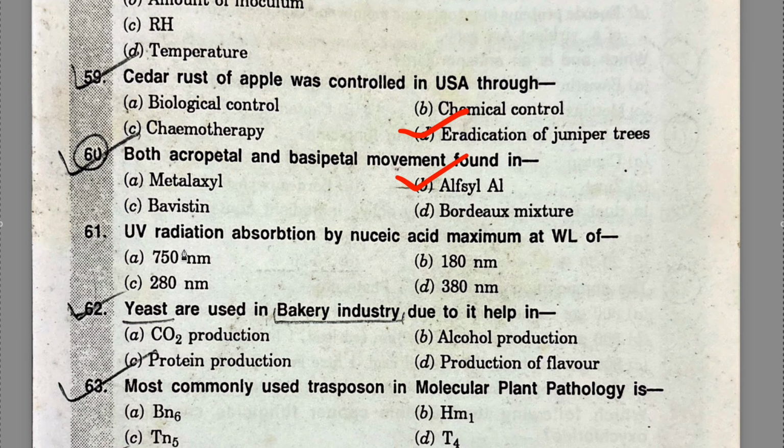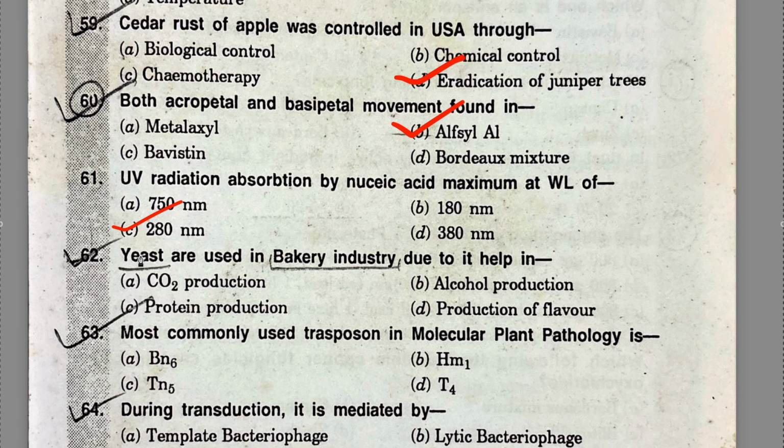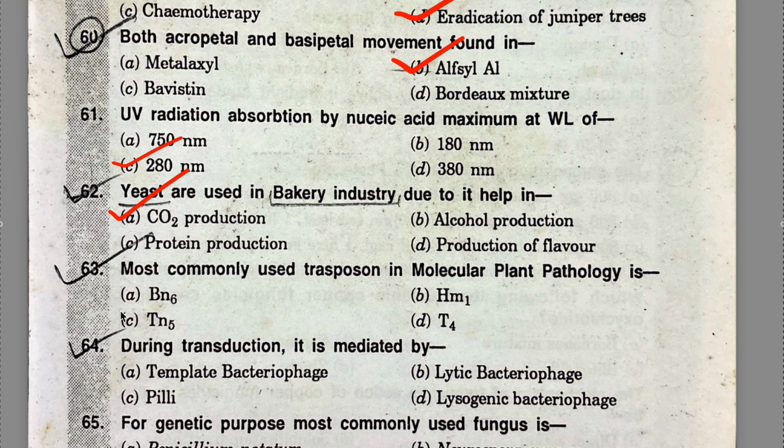Question 61. UV radiation absorption by nucleic acid is maximum at what? 750 nm, 180 nm, 280 nm, or 380 nm. Answer is 280 nm. 62. Yeast are used in the bakery industry because they help in CO2 production, alcohol production, protein production, or production of flavor. Answer is option A, CO2 production.